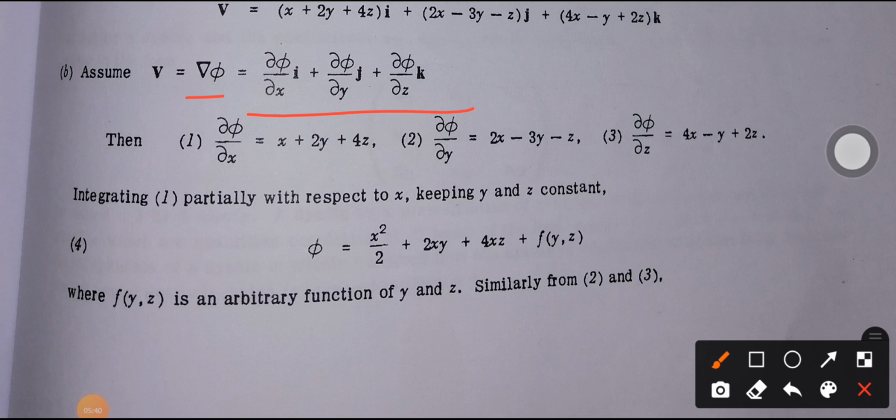So del of phi will be clearly partial phi by partial x, partial phi by partial y and partial phi by partial z. Now v is a vector quantity and this one is a vector quantity, and we know that two vectors will be equal if they have equal components. So the i component of this vector must be equal to the i component of vector v, similarly the y component and similarly the z component. So we are going to equate the corresponding components, and we will get three equations.